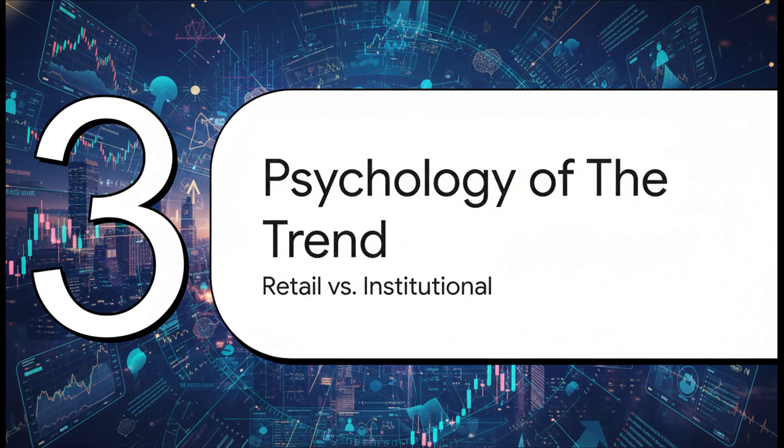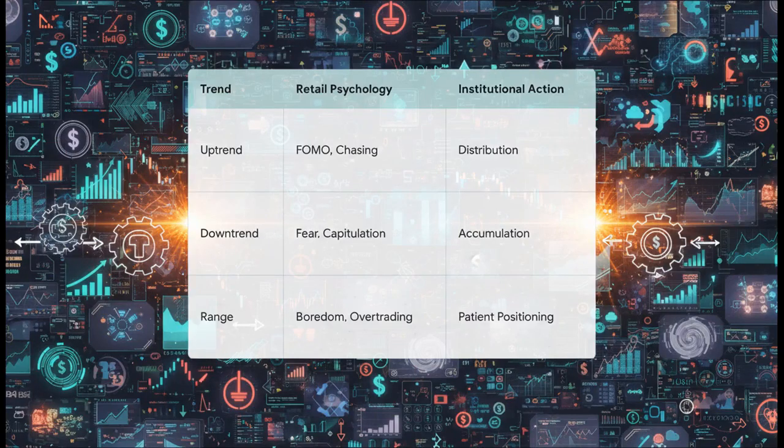Understanding the mechanics is one thing, but to truly align with smart money, you must understand the psychological dynamic at play. It's a battle between calculated institutional action and the emotional retail mindset. Look closely at this table. The two columns are not separate, they are two sides of the same coin. In an uptrend, retail FOMO provides the exact exit liquidity that institutions need for their methodical distribution. In a downtrend, retail fear and capitulation create the discounted prices that institutions require for their quiet accumulation. And in a range, retail boredom and overtrading provide the noise and cover for institutions to execute their patient positioning.